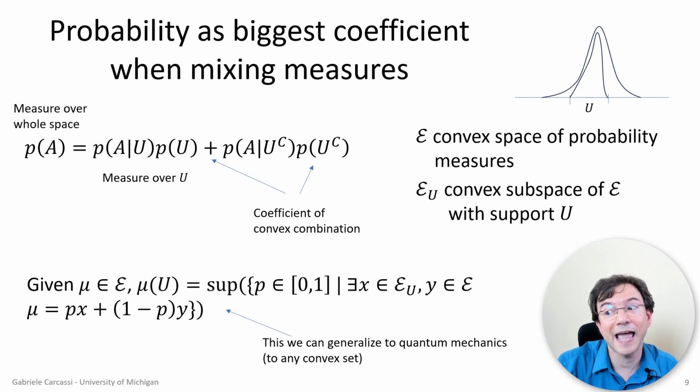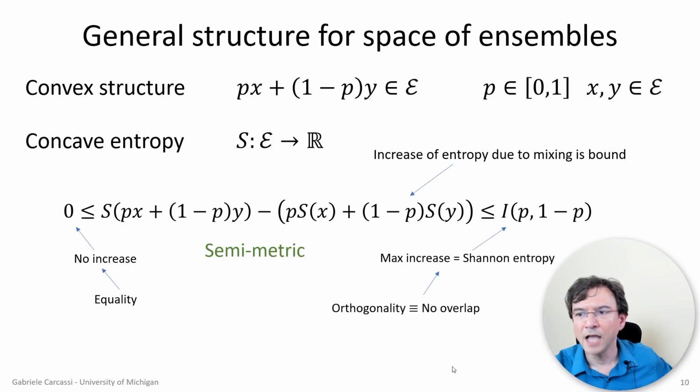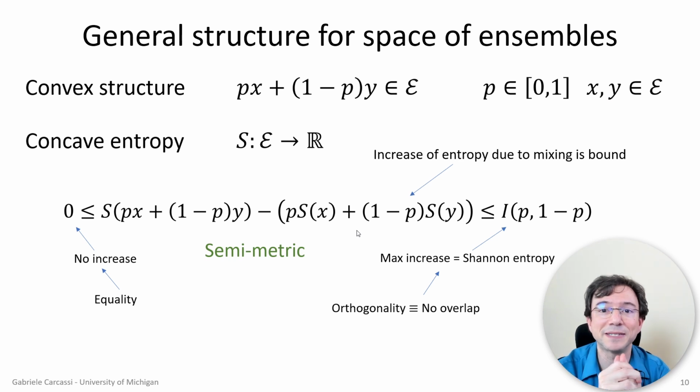And now what we're going to do is start with convex combination and define measures with this property. So instead of having measures that have this property on convex combination, we start with a convex combination and we find the measure by using this property. So the general structure for a space of ensembles, this is basically what we want to have.